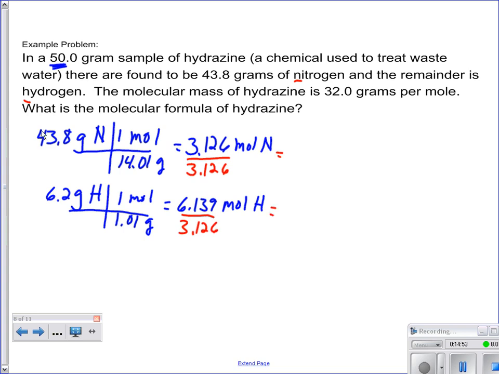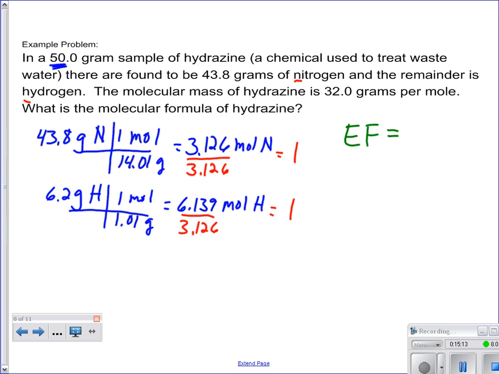Step 2 is to divide by the smallest. So we got it into moles. Step 2 was then divide by the smallest. And then step 3 is to figure out that empirical formula by using those values as subscripts.